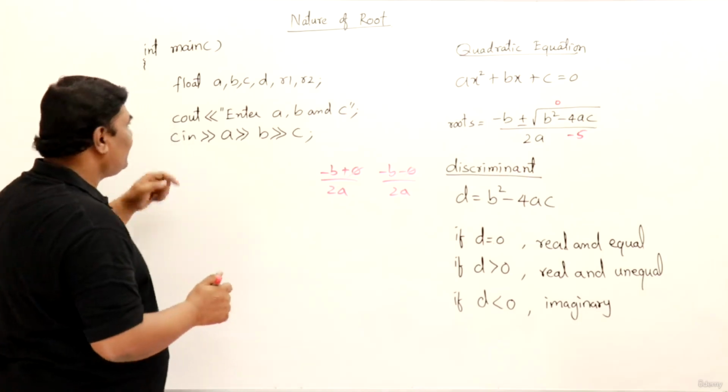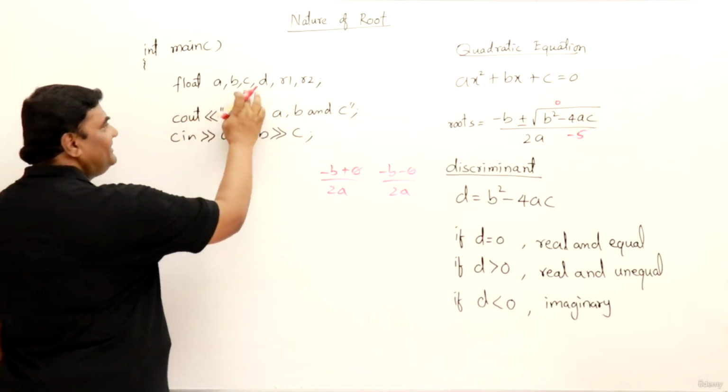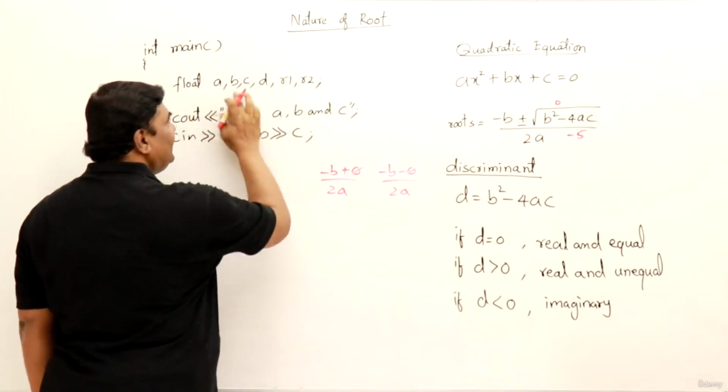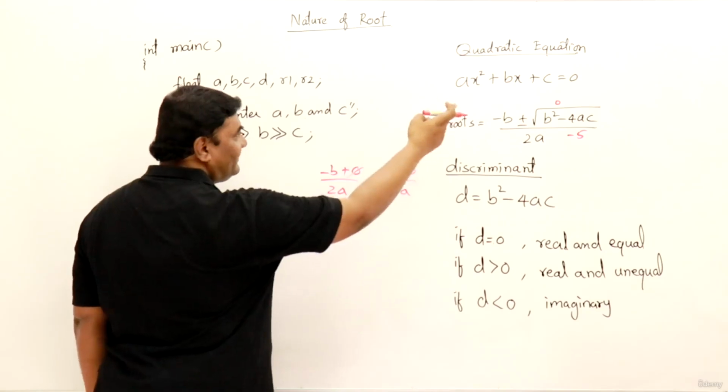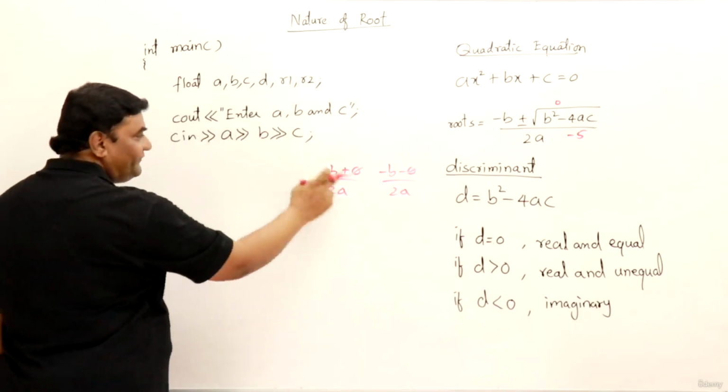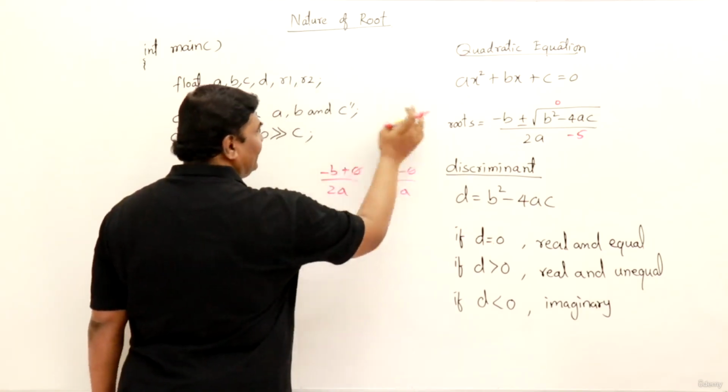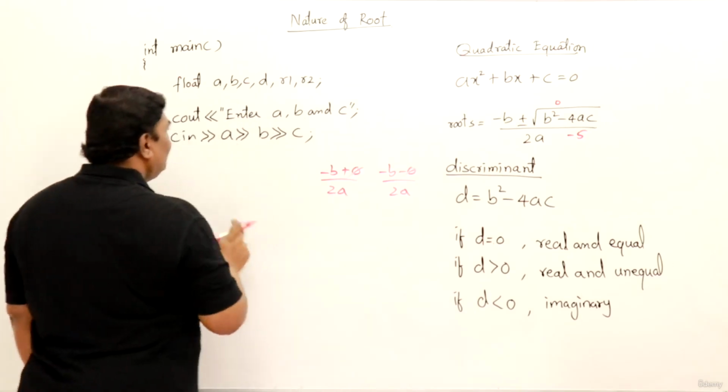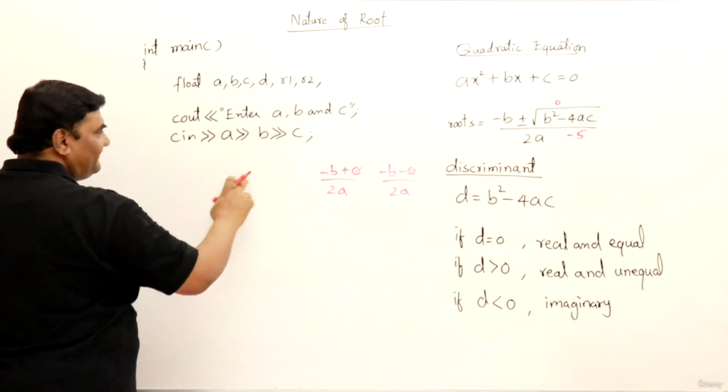So here inside the program, I have variables for a, b, c, d and roots also. A, b, c are for the coefficients of this quadratic equation, and d is for discriminant, and root 1 and root 2 for finding the 2 roots. Now already I have taken the a, b, c 3 values.